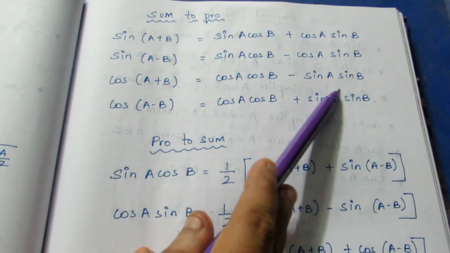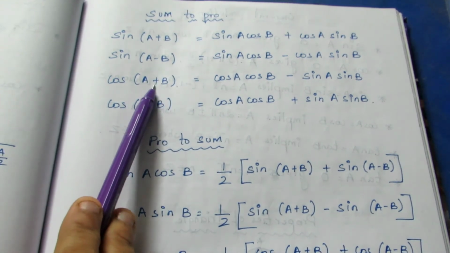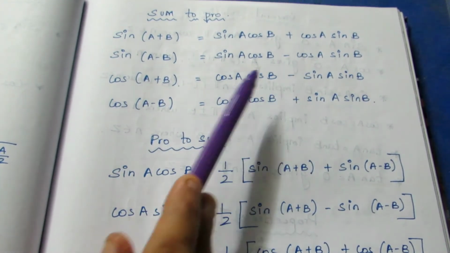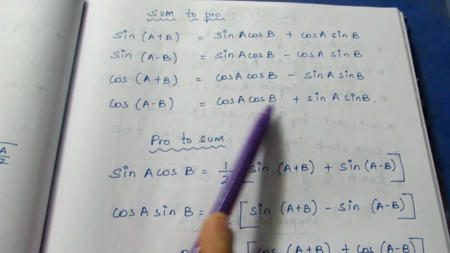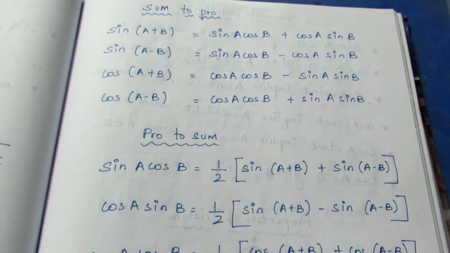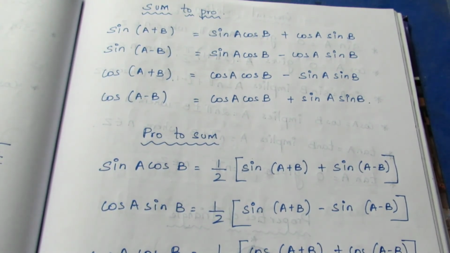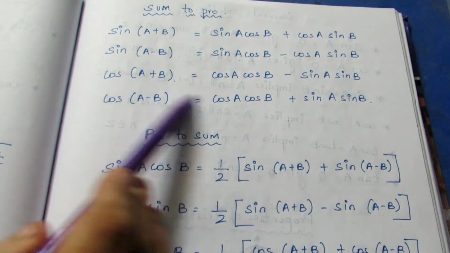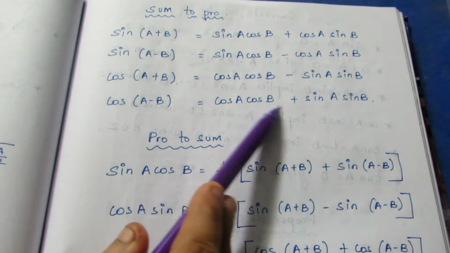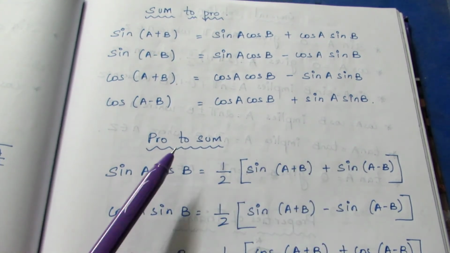For cos, there is a change of the sign in between. If here it is plus, here it will be minus. If here it is minus, here it will be plus. So sin A plus B is sin A cos B plus cos A sin B. Sin A minus B equals sin A cos B minus cos A sin B. For cos A plus B, cos A cos B minus sin A sin B. That will be the change in the sign. For cos A minus B, cos A cos B plus sin A sin B.